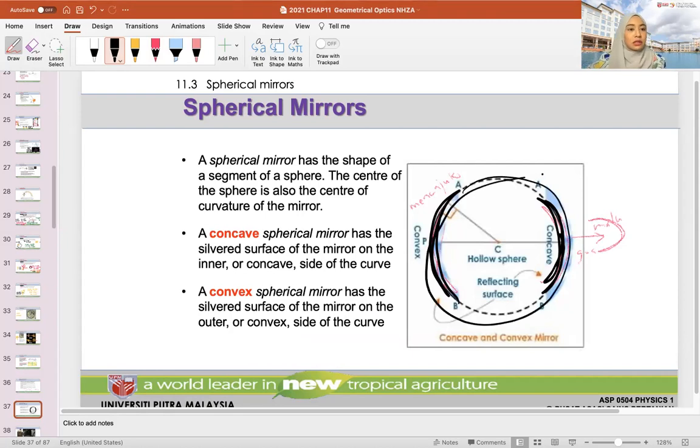Now, what about the mirrors in your bedroom? Are they concave or convex? What do you see in the mirror? Is it like spherical? Flat. It's flat. It's actually a plane mirror. It's not a spherical mirror. So don't get confused. When we're talking about spherical mirrors, we're not talking about the mirrors in your bedroom. It's not that. So those in your bedroom are plane mirrors.